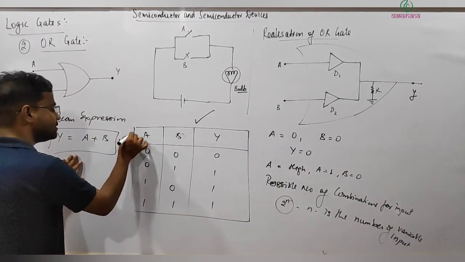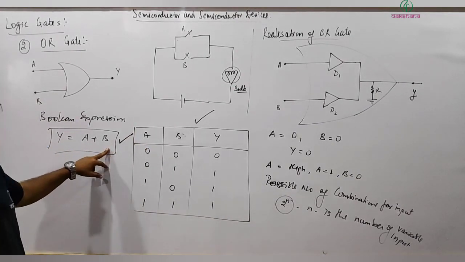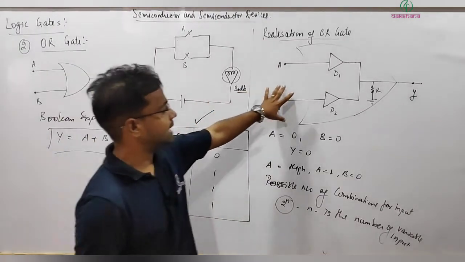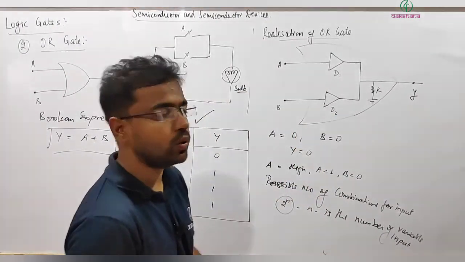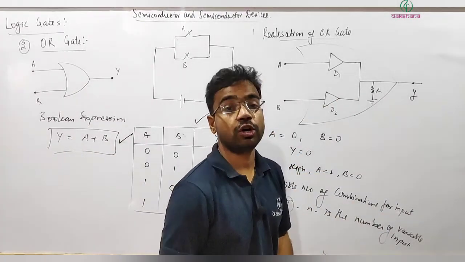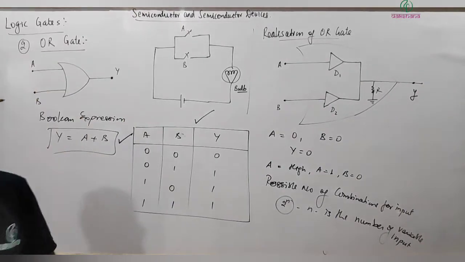In Boolean expression we write it like Y output is given by A plus B, right? And this is the realization, and this way you can understand high and low, when it will allow the current or voltage to pass and when it will not allow. So this is about OR gate.